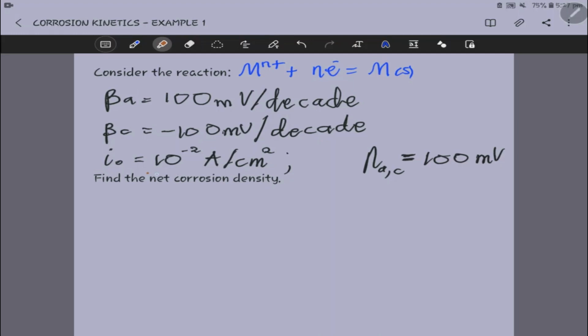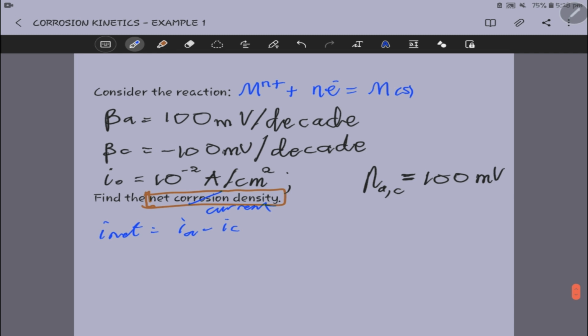Alright, so this example requires us to find the net corrosion current density. We know that the net is basically the net current density, so this is current. The net current density is the anodic current density minus the cathodic current density. We don't have any of these, but the parameters given can help us to find them.